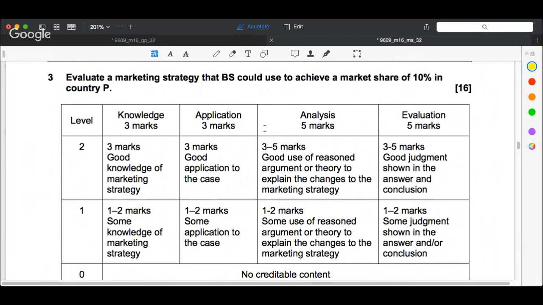And it's not that there are right or wrong answers. If you look at the mark scheme, it's saying good use of reasoned argument or theory to explain the changes to the marketing strategy. So you've got to go with what you feel, based on thinking about sportswear and what might work, provided you've got some points in there, I think.